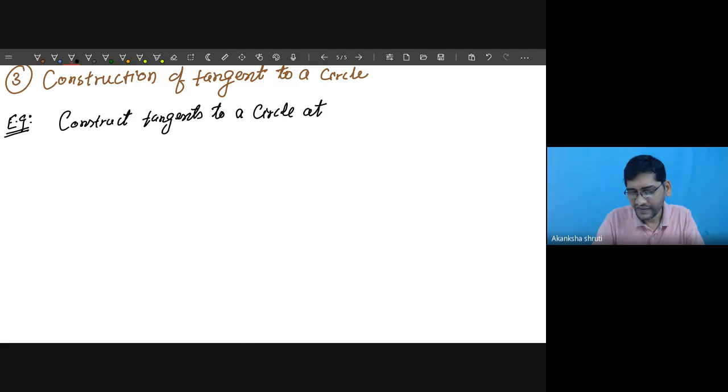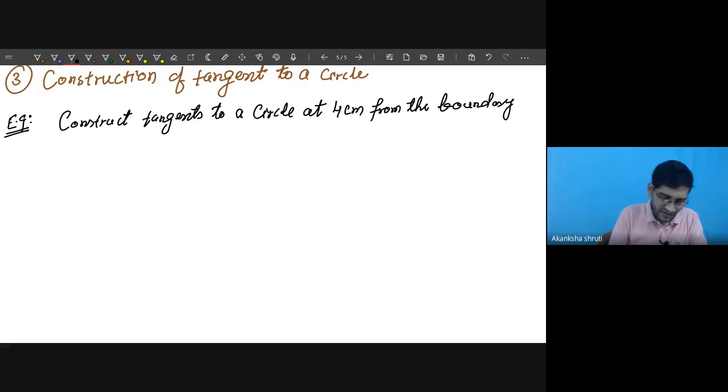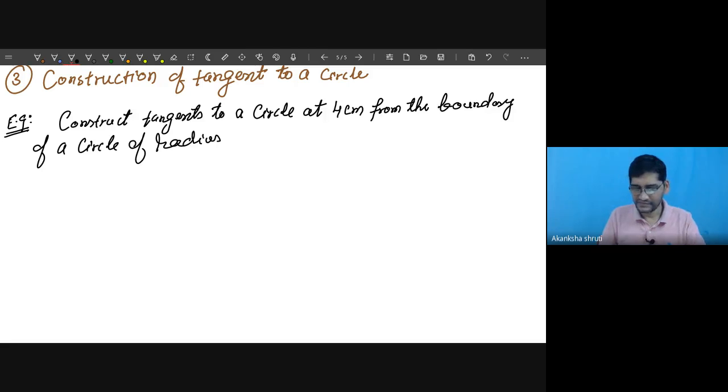at 3 centimeter or at 4 centimeter from the boundary of a circle of radius, let us take the radius as 5 centimeter, or we may keep it at 3 centimeter. Understand this. So student, again you have to draw the circle first. You have to allocate that point from where the tangent has to be drawn. Then you have to draw the tangent.